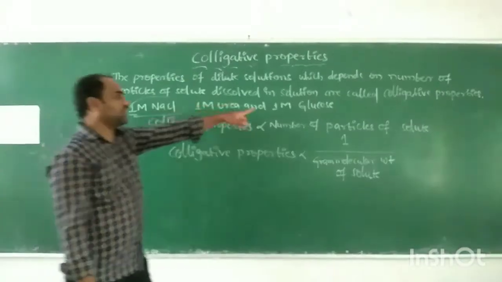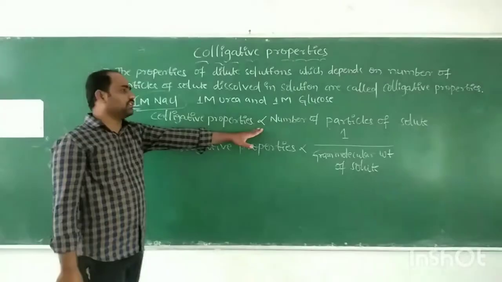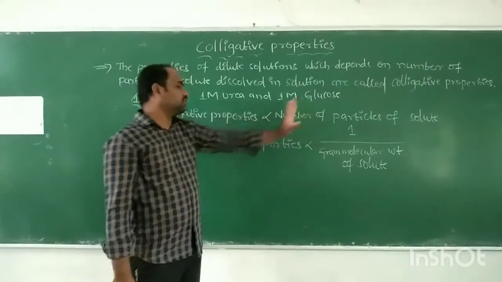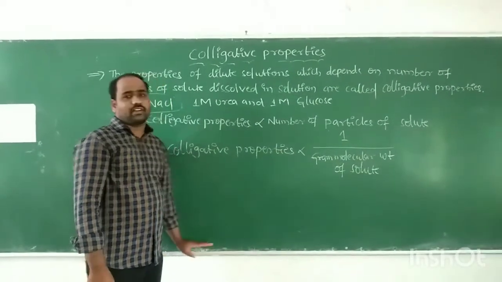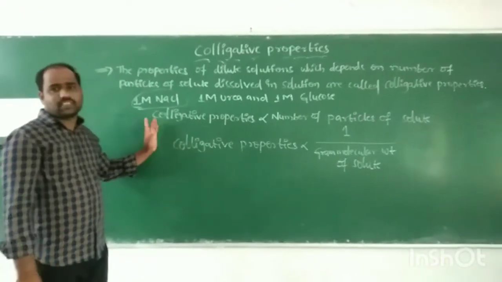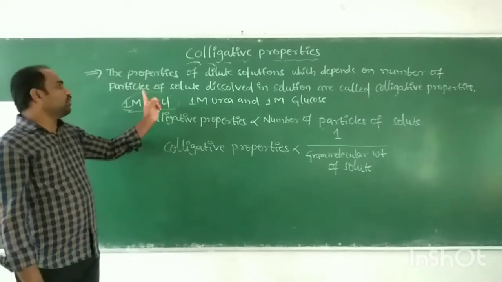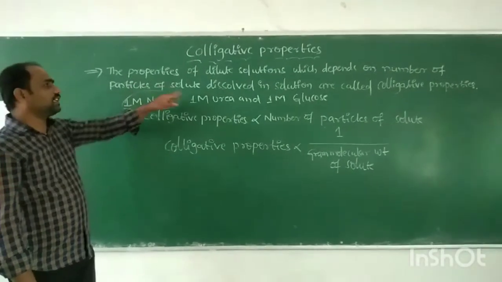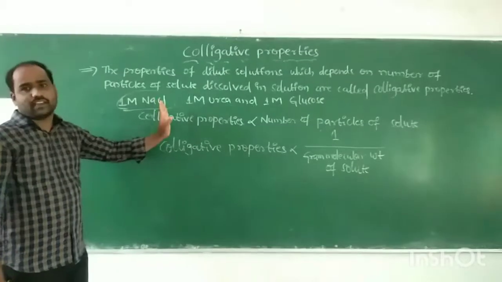Those properties are known as colligative properties. Colligative properties are always directly proportional to the number of particles of solute. Colligative properties are inversely proportional to the gram molecular weight of the solute. Listen carefully: these colligative properties do not depend upon the nature of the solute dissolved in the solution, they only depend upon the number of particles of the solute present in the solution. Those properties are known as colligative properties.